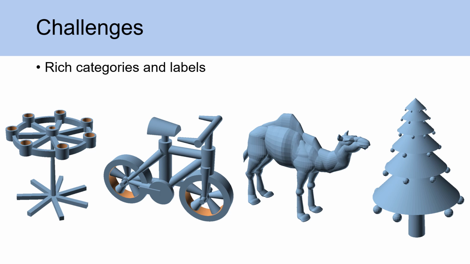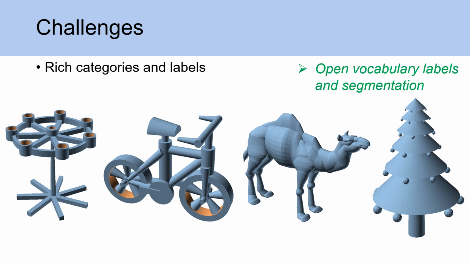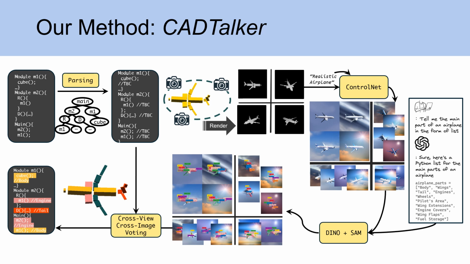Thirdly, CAD programs encode various shapes across arbitrary categories like animals, daily objects, etc. Thus, open vocabulary labels from large language models and open vocabulary semantic segmentation from foundational vision models are required. With all the mentioned ingredients, we have designed our algorithm to solve the program semantic commenting problem. Let's go through each step one by one.